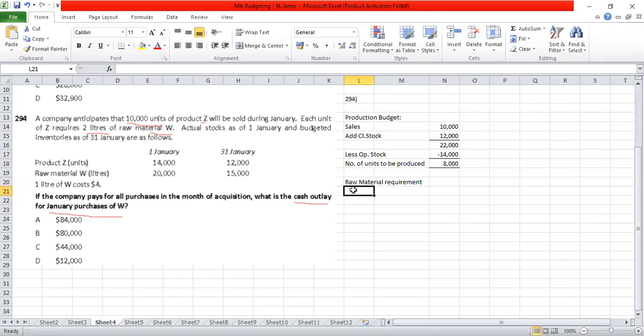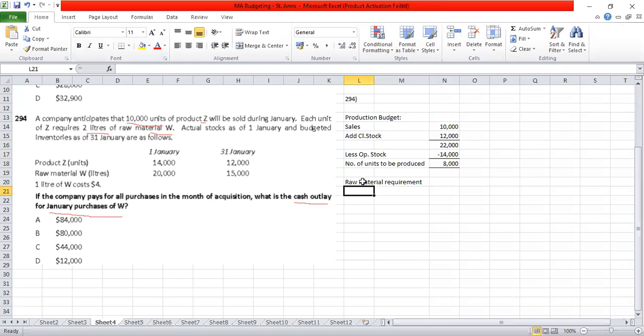So the purchases budget. For the purchases budget, we need to know what the equation for the purchases budget is. It looks similar to the production budget equation only. The material required for the production will be 8 into 2, as you have said, 16,000, plus they have some opening stock of 20,000 liters already available and the closing stock of 15,000 is there. Fine. So the same logic we apply here.